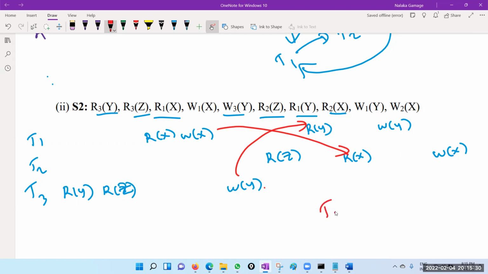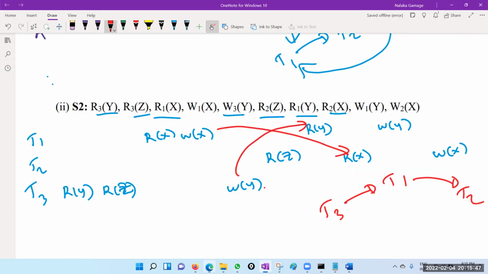T3 to T1 and T1 to T2. So no cycles, and it is going to be equivalent to the T3, T1, T2 serial schedule.